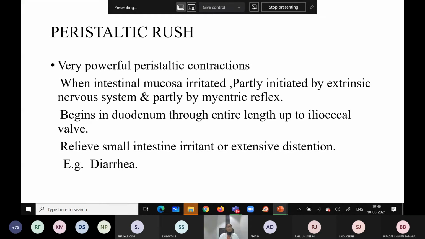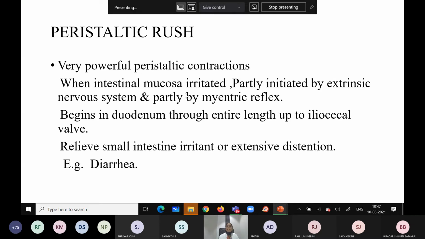What is peristaltic rush? Very powerful peristaltic contractions are called peristaltic rush. Very strong and powerful peristaltic movement is called peristaltic rush. When the intestinal mucosa is irritated, it is partly initiated by the extrinsic nervous system and partly by the myenteric reflex. It begins in the duodenum and travels through the entire length up to the ileocecal valve. It relieves small intestine irritants or extensive distension.